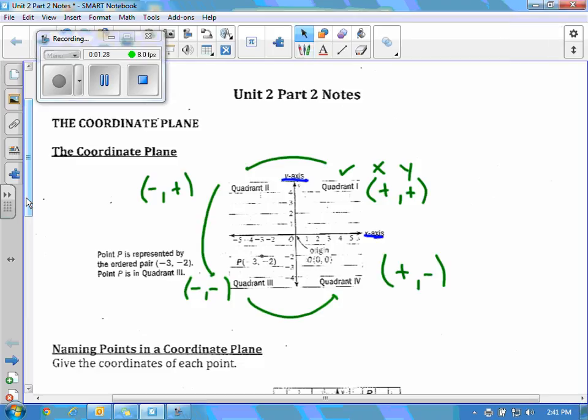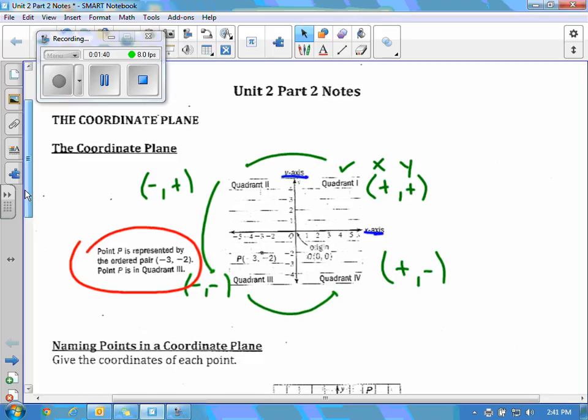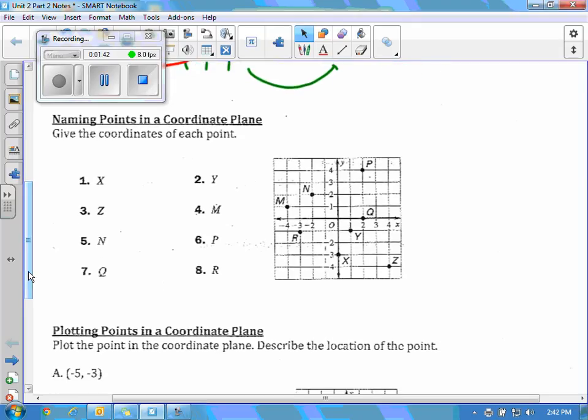If you look over here on the left, there's just a reminder that point P is represented by -3, -2. Point P is in quadrant 3. So again, reminder, x value comes first, y value comes second. So let's look at finding points on the coordinate plane and writing down what the coordinates are. I'll go through a couple examples, and then I'll let you guys do the rest.